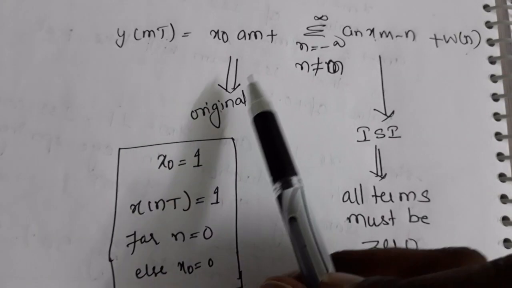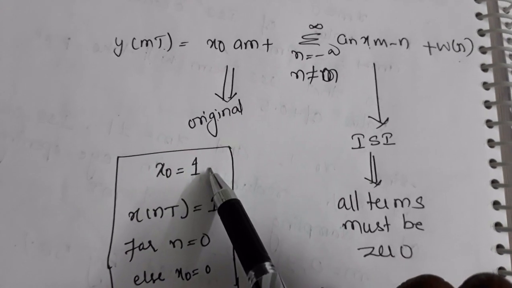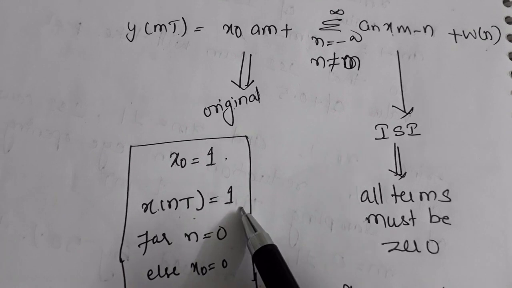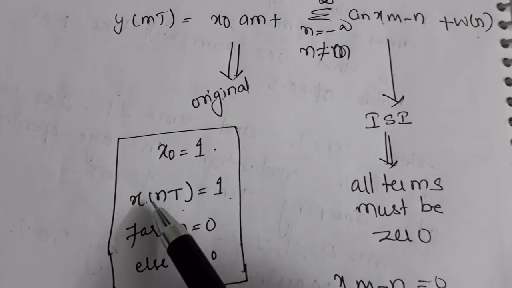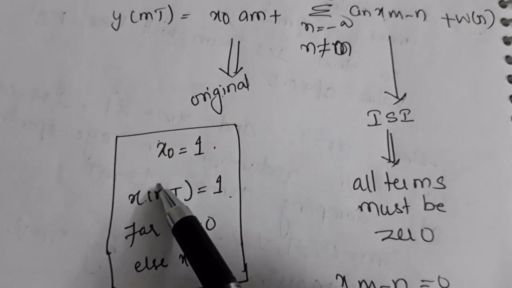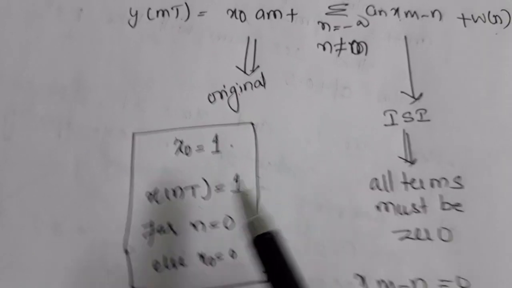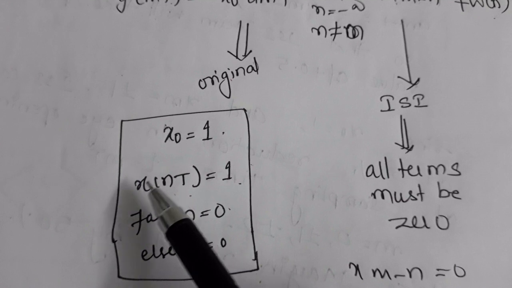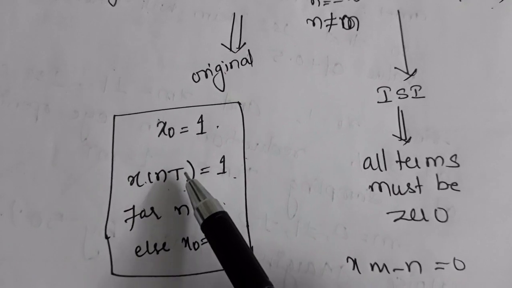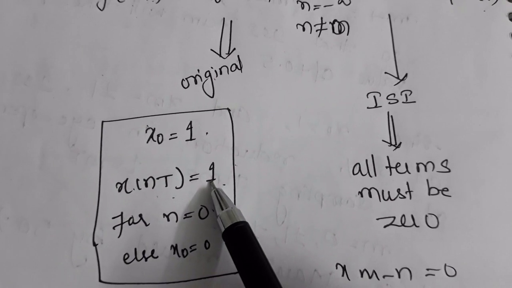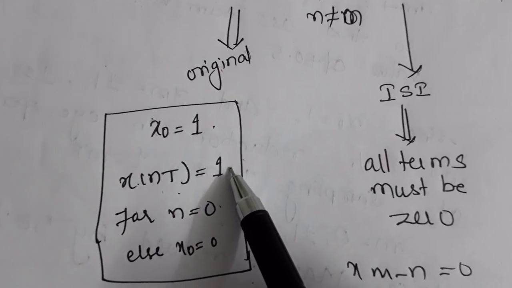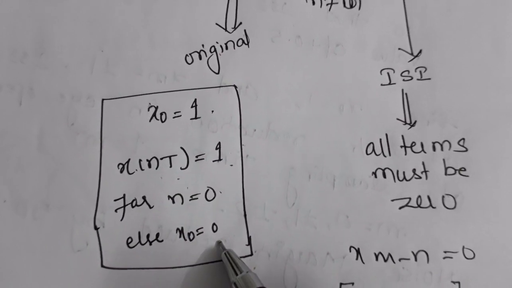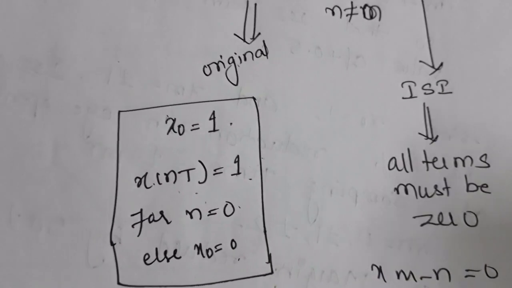So what I say, x of 0 and the amplitude is equal to 1. So what happens? X of nT equal to 1. X of 0 is represented by n into T, so is equal to 1. So for n is equal to 0, x of 0 is equal to 1. Already we have declared x of 0 is equal to 1. That means n is equal to 0, the answer is 1. Otherwise, the answer is equal to 0. So these are the two conditions.